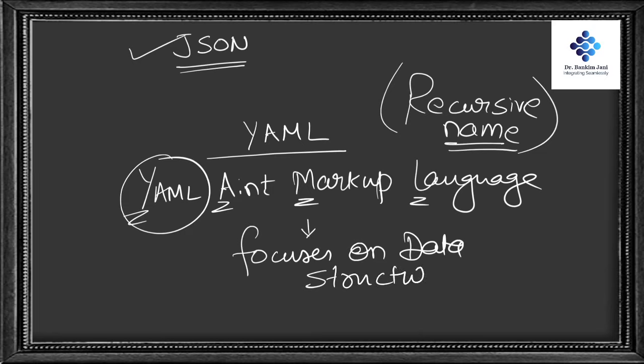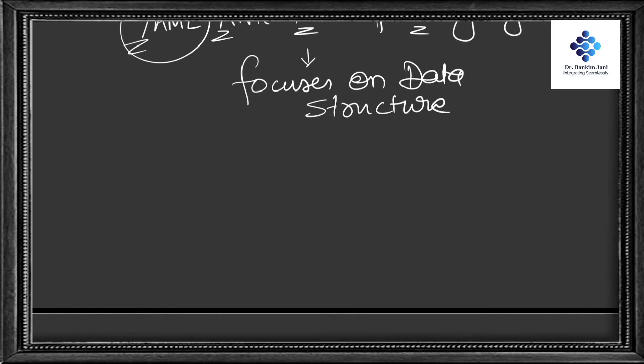Now in our Cisco exam, they ask you about the differences of all of these things, and quite interesting differences are asked. So what we'll do is make a small table to make things crystal clear. So it focuses on data structure and it is easier to read.